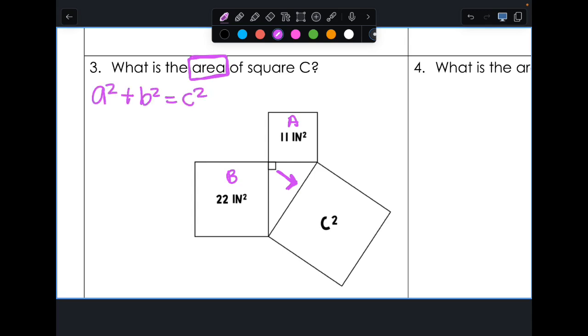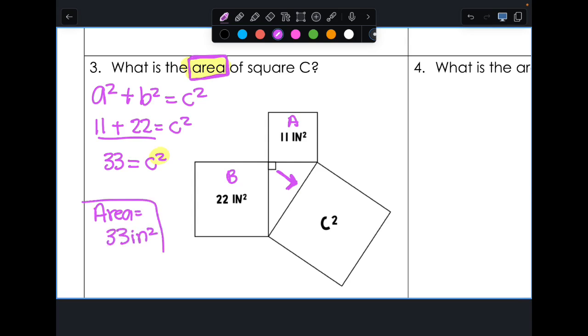All right, what is A squared? What's B squared? And then 11 plus 22. Since we still have that little 2 on there, that means that that is the area, and the area is what we're looking for. Got it? So do we need to take the square root? No. The area is 33 inches squared. Questions? Okay.